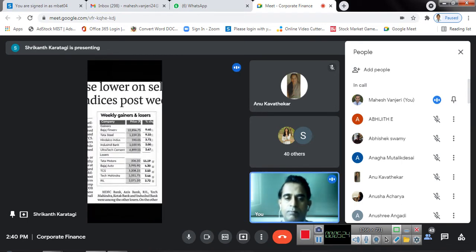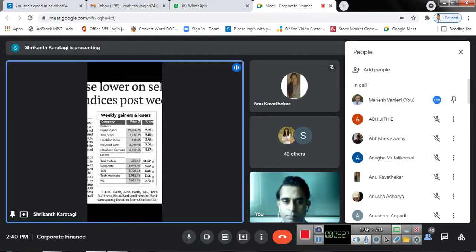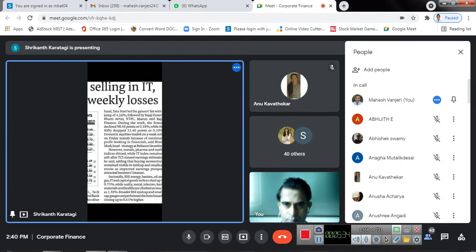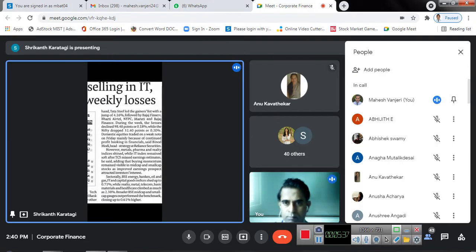HDFC Bank, Axis Bank, RIL, Tech Mahindra, Kotak Bank, and IndusInd Bank were among the other losers. On the other hand, Tata Steel led the gainers list with a jump of 4.16%, followed by Bajaj Finance, Bharti Airtel, NTPC, Maruti, and Bajaj Finance. During the week, the Sensex declined 98.48 points or 0.18%, while the Nifty dropped 32.40 points or 2.20%.